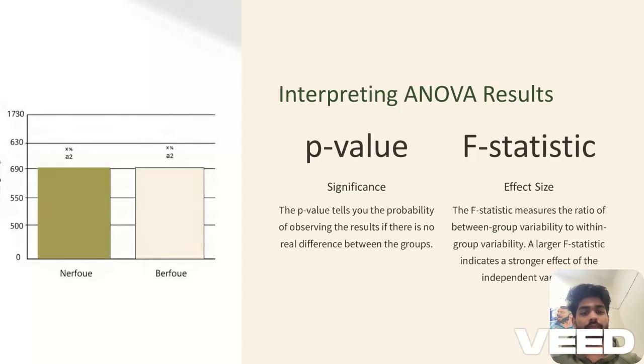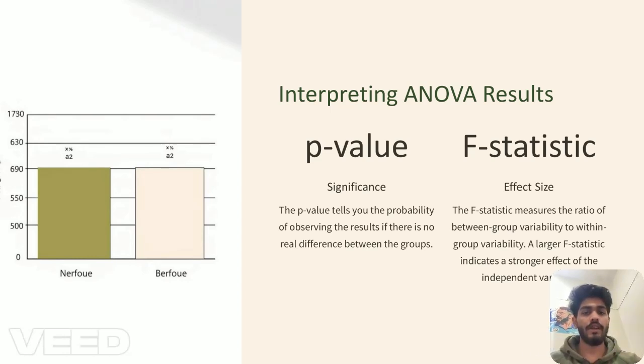Interpreting ANOVA results: p-value and F statistic. P-value, significance: the p-value tells you the probability of observing the results if there is no real difference between the groups. Effect size: the F statistic measures the ratio of between-group variability to within-group variability. A large F statistic indicates a stronger effect of the independent variable.